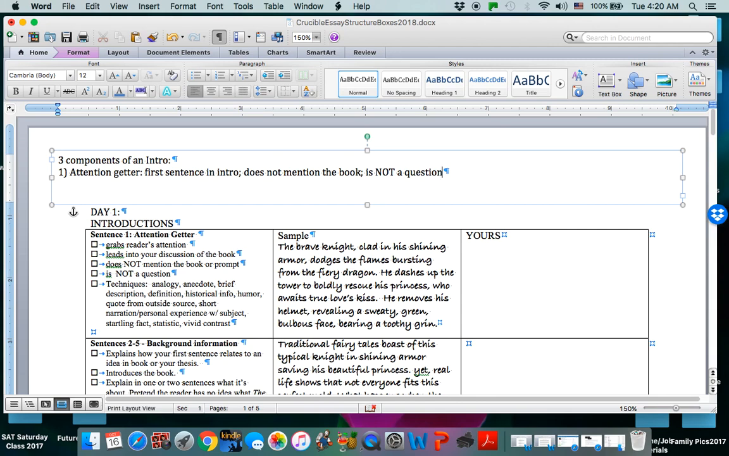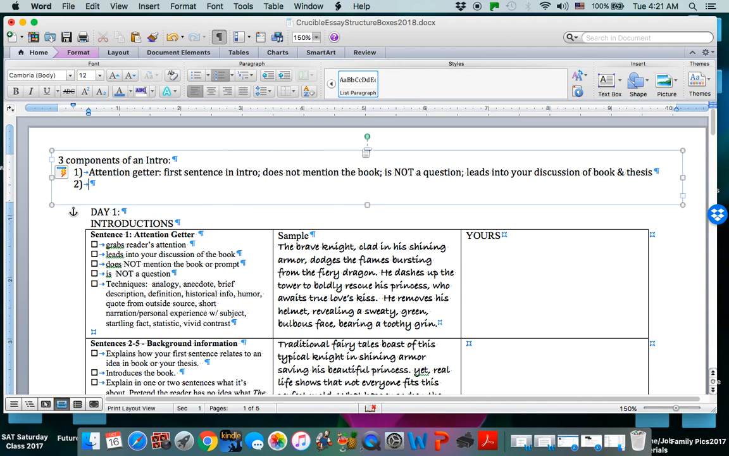Some papers you can do that, but generally we don't want you to put a question in there because it kind of speaks of writing that's not very mature. By the time you're in high school, you should come up with other ways to be able to start a paper. So, first sentence in an intro does not mention the book, is not a question. It also leads into your discussion of the book and thesis, main argument.